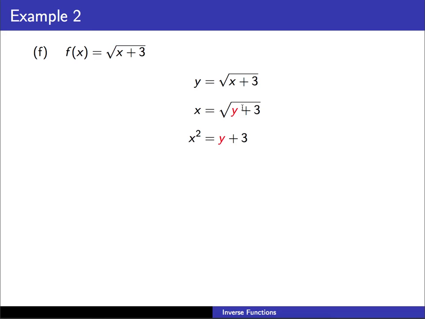So when we square both sides, we'll get x squared equals, when we square a square root, that's going to free up what's inside. So we have x squared equals y plus 3. Then to get y by itself, just subtract 3 from both sides, and we get y equals x squared minus 3. So using our inverse notation, we have f inverse of x equals x squared minus 3.